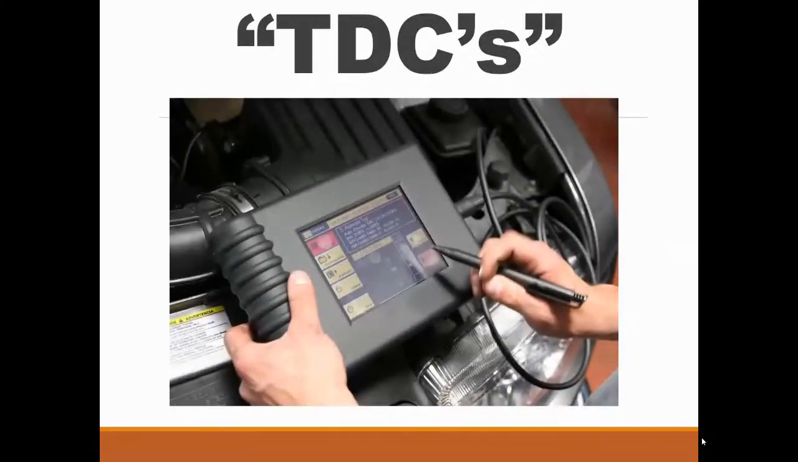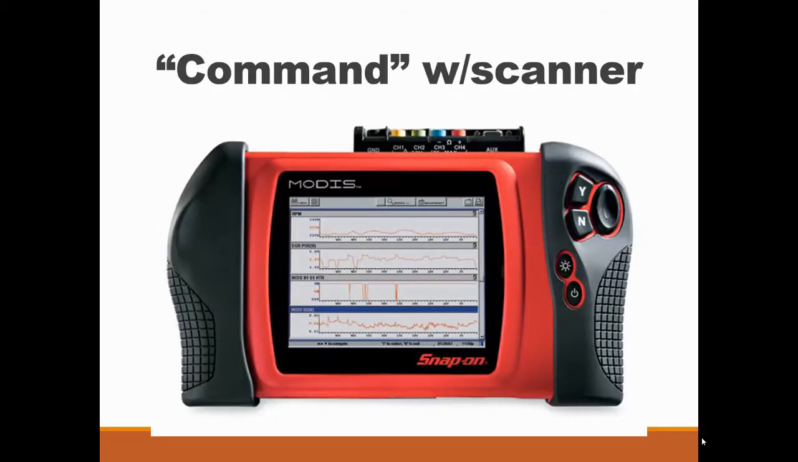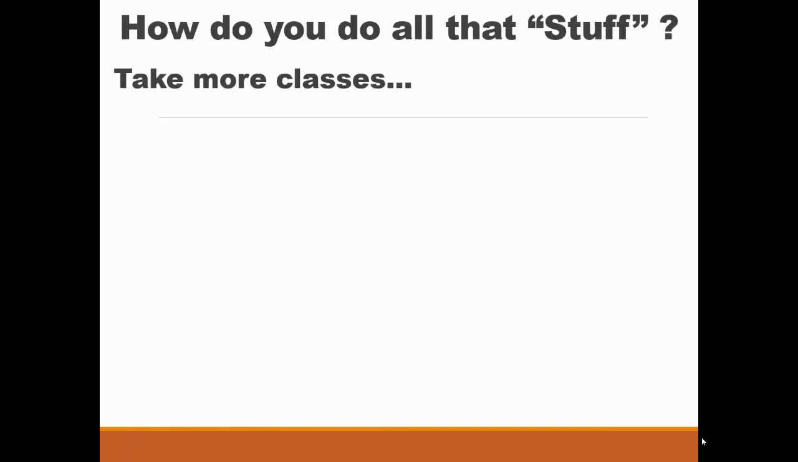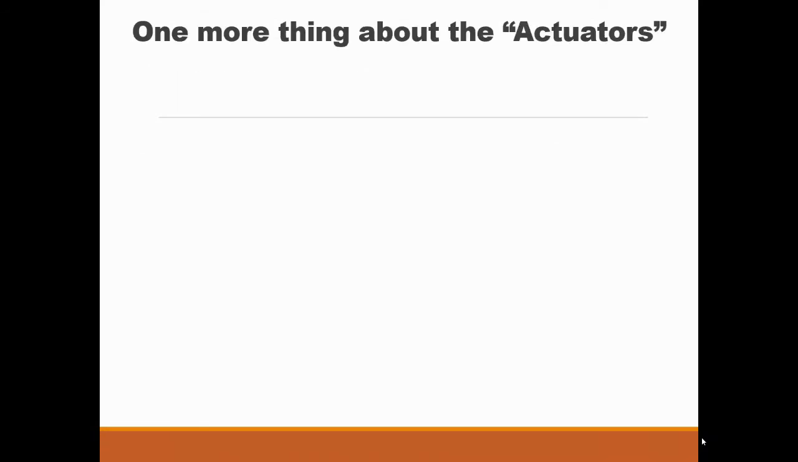So how do you test actuators? Nothing's easy anymore. DTCs, that stands for diagnostic trouble codes. Everything has codes now. Engines, transmissions, ABS, climate control, stability, everything has diagnostic trouble codes. So what do you do with that? Well, now you're going to need a diagnostic pinpoint test. Then you're going to have to be knowledgeable about commanding with a scanner. You'll have to have an understanding of how the electronics work. So how do you do all that stuff? Well, you take more classes. The Engine Performance Analysis 2 class that we offer, that's the scanner class. Even though it says engines, anything that you learn about scanning plugs in to all the other ones.